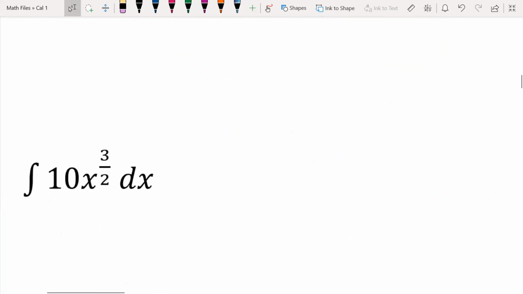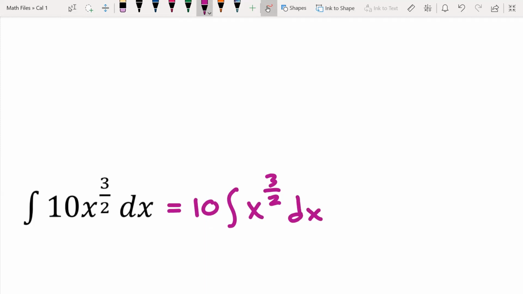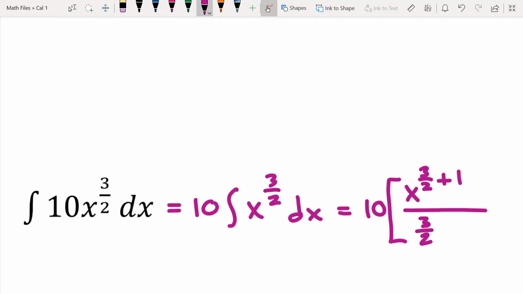5, yeehaw. All right. The integral of 10 times x to the 3/2 dx. So we're going to move that 10 to the outside, and we're going to get the integral of x to the 3/2 dx. And now the integral is ready. We are ready to find the antiderivative. And once again, power rule. So we'll get 10 times x to the 3/2 plus 1 over 3/2 plus 1.